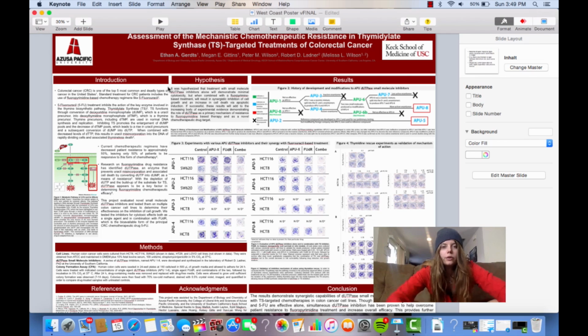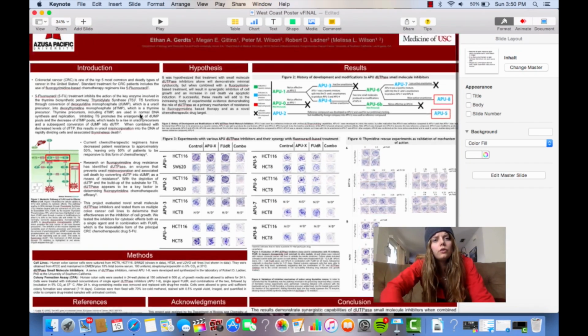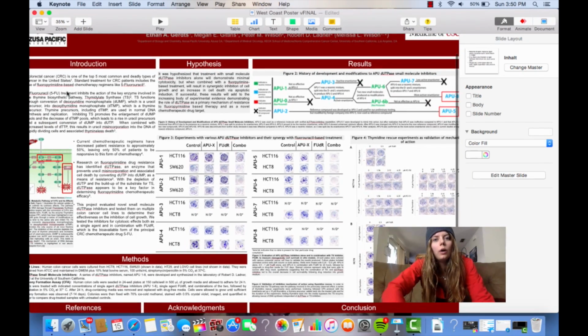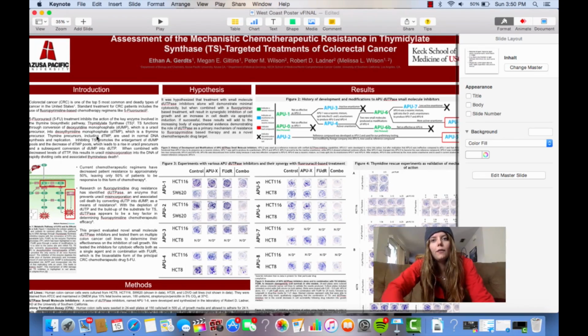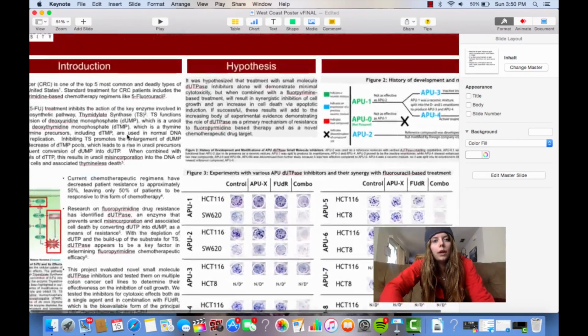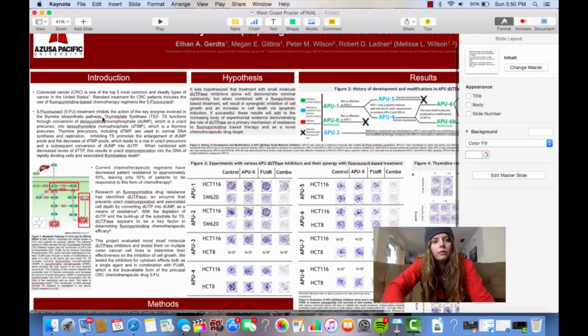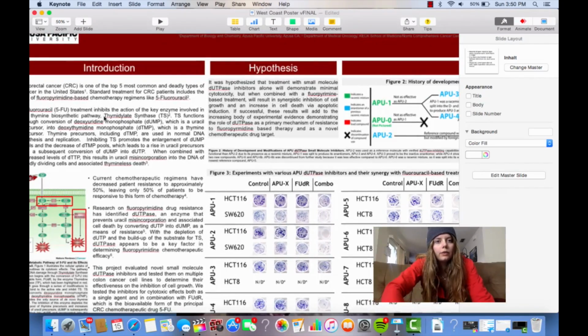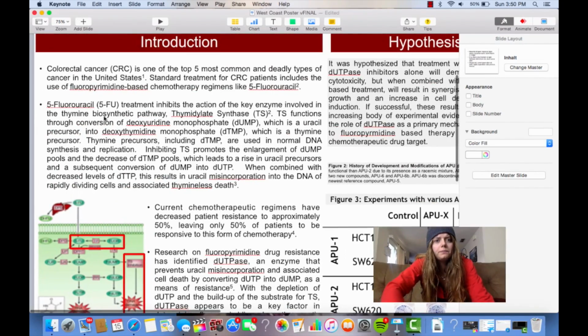All right, poster. So, title of our research: Assessment of the Mechanistic Chemotherapeutic Resistance in Thymidylate Synthase (TS) Targeted Treatments of Colorectal Cancer. So let's learn about how these inhibitors of thymidylate synthase work and why thymidylate synthase is important for cancer cells. I'm really trying hard to zoom in on here. So this is our introduction.